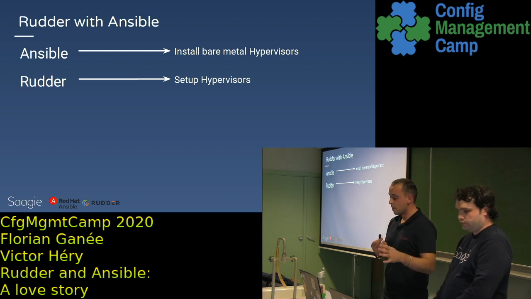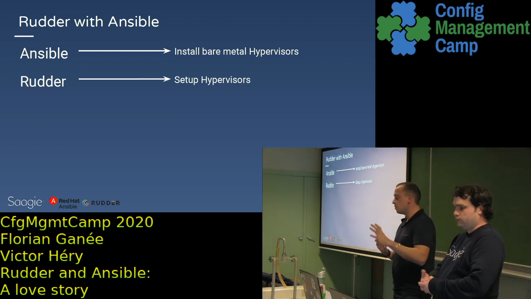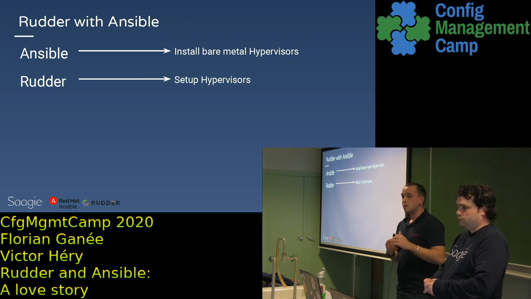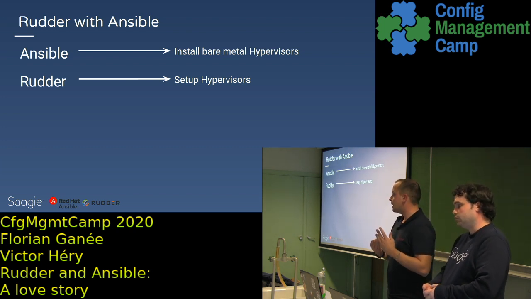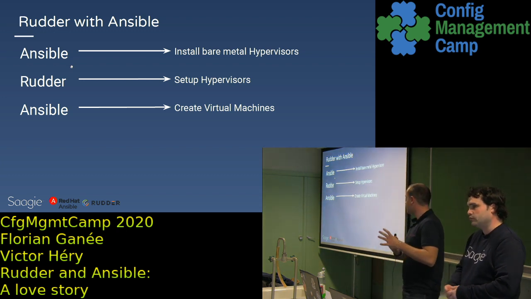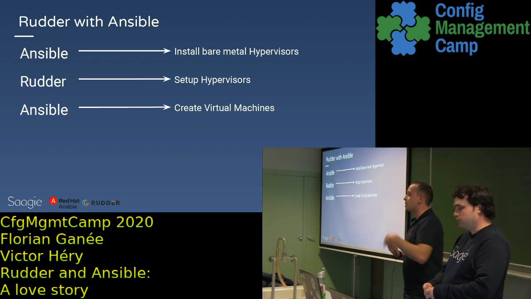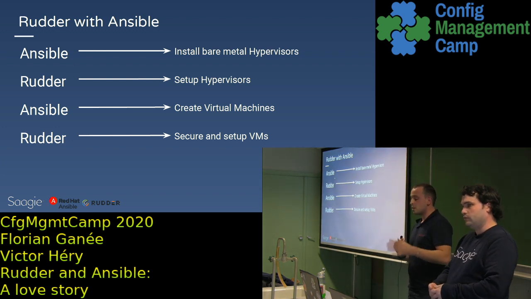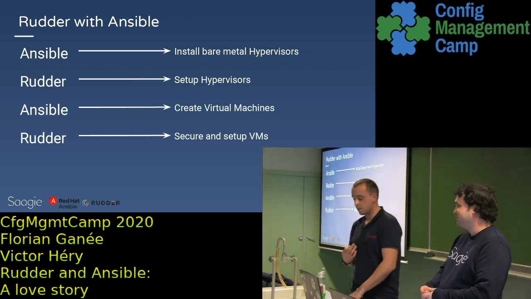The second step, Rudder, as the node is accepted, is going to do the basic setup. It is going to configure the SSH keys, do the basic synchronization, and install the monitoring, the backups, and some software. Then Ansible again. Ansible comes on the hypervisors. Based on its inventory, it creates all the virtual machines and configures them.